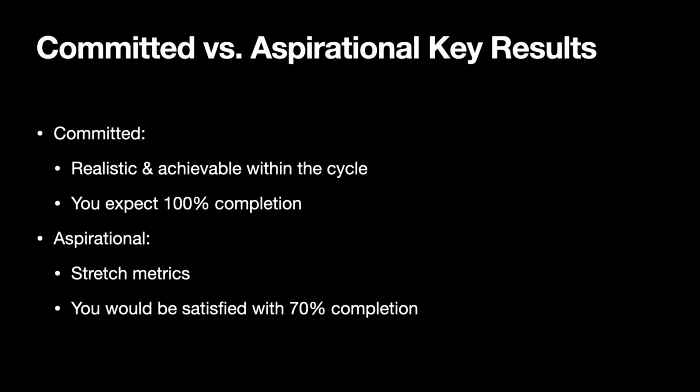Committed results are those that are realistic and achievable within the given cycle, or those that you expect you will complete with 100% completion. Aspirational key results are those that are ambitious and stretch the team or yourself. They may or may not be achievable depending on the resources available. You can expect to achieve less than 100% within the quarter and still be very satisfied with a lower number, like 70%. A litmus test for a good key result is the question, did I achieve that? The answer should be a simple yes or no.